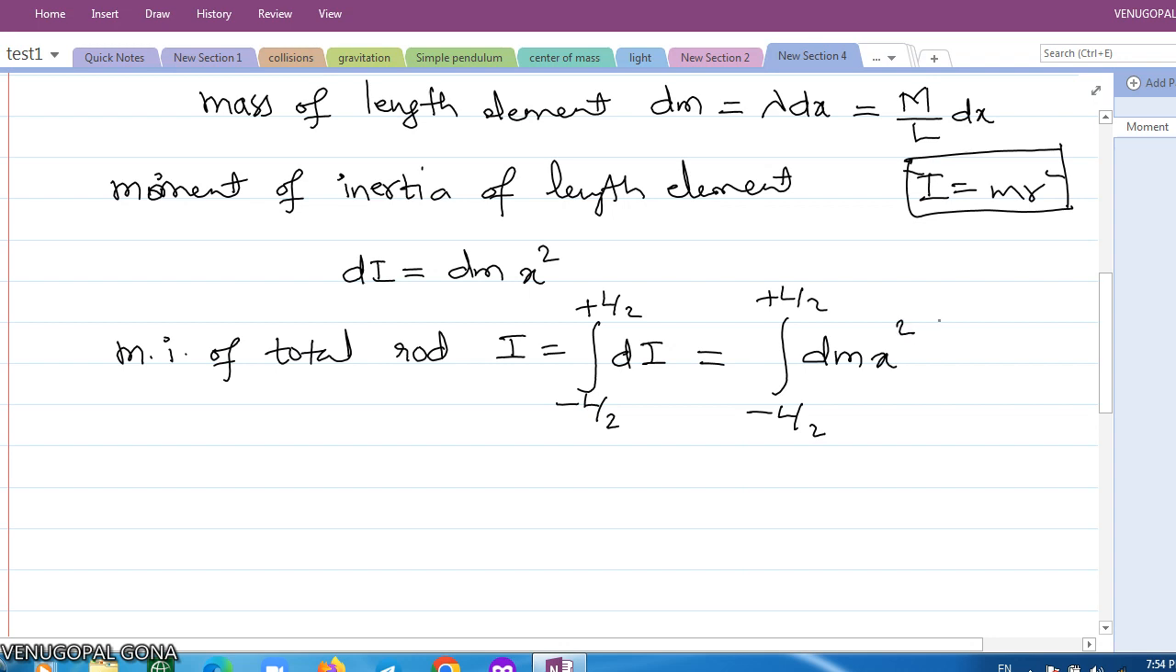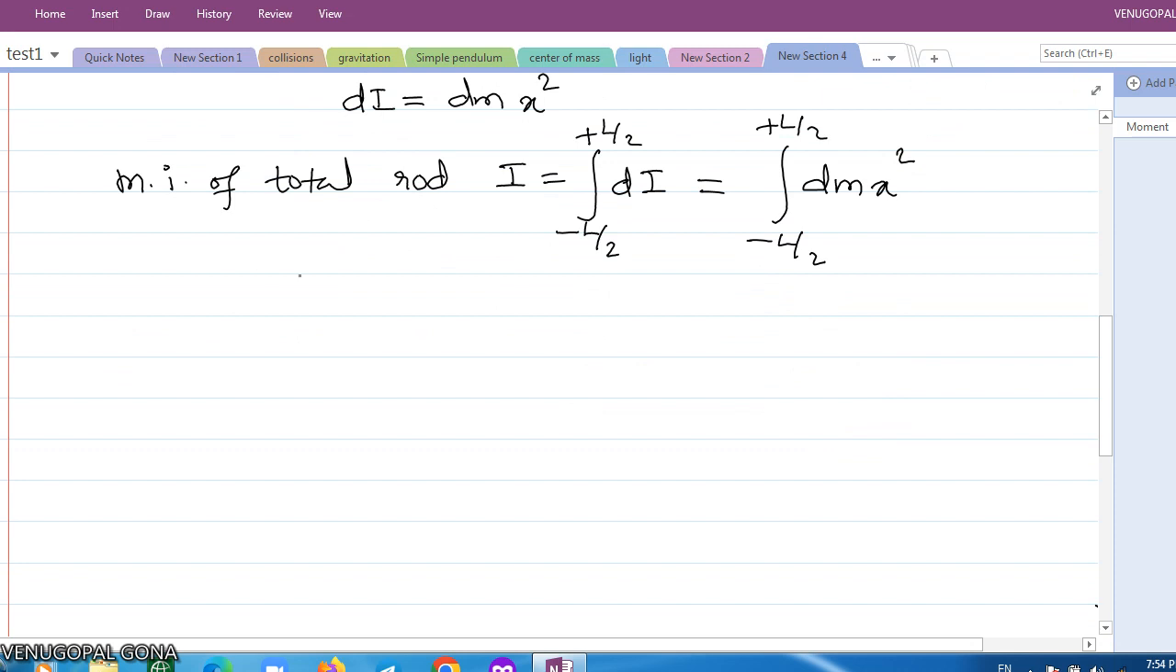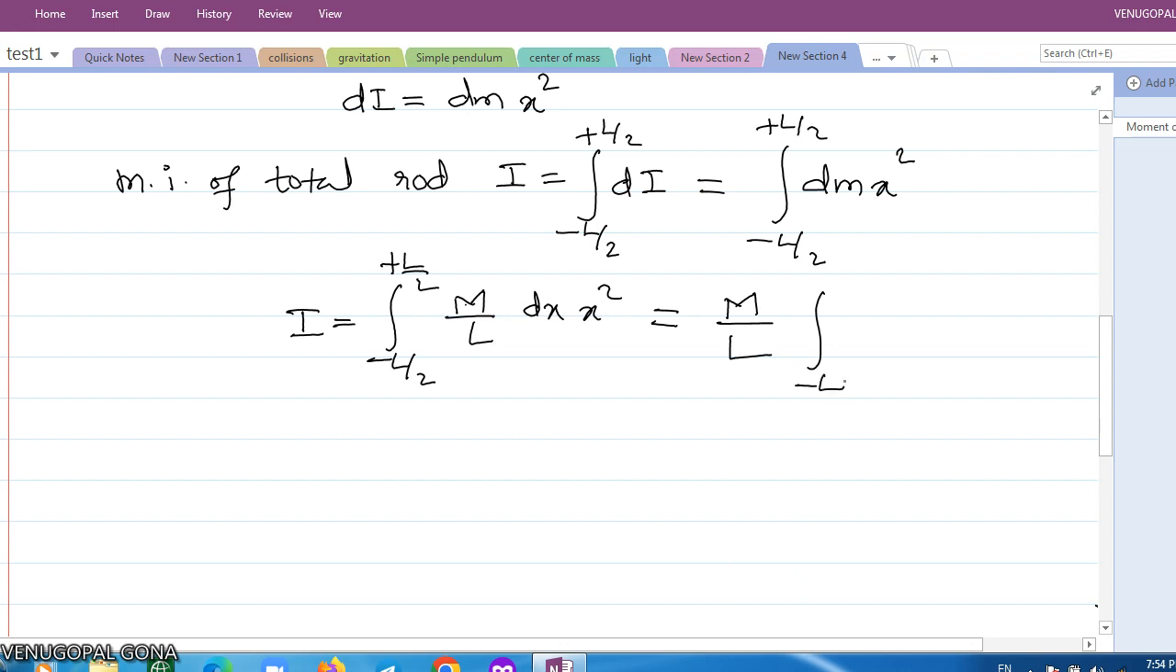Let us substitute the value of dm. It is M by L of dx here. So I equal to the integration from minus L by 2 to plus L by 2 of M by L, this is dx, into x square. You know this M by L is constant for a given rod here. You take it out, right? Integration from minus L by 2 to plus L by 2 of x square dx.